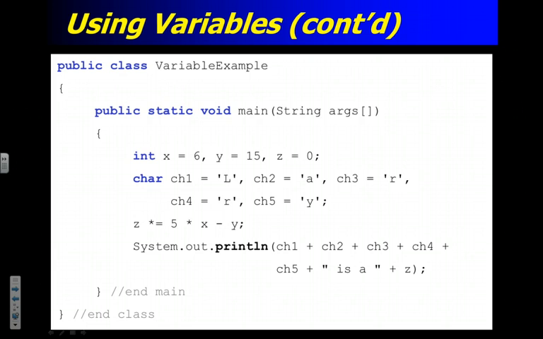So what's Z going to be? That's right, Z is 0. Okay? Because it takes X minus Y, which is 6 minus 15, but it's also timesing it by 5. And remember, multiplication is done first. So it would really be 5 times 6, which is 30, minus Y, which is 15, and that's 15. So you might think it's 15, but no, because it says Z equals Z times itself. And Z is 0, and anything times 0 is 0. Okay? So that's what the output would be.